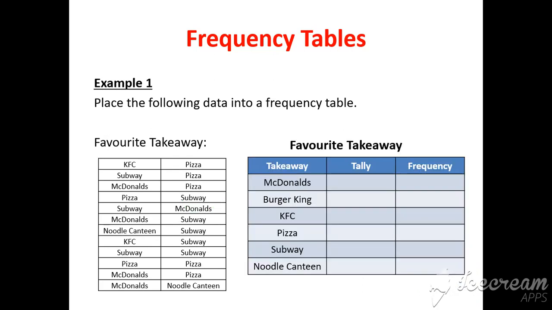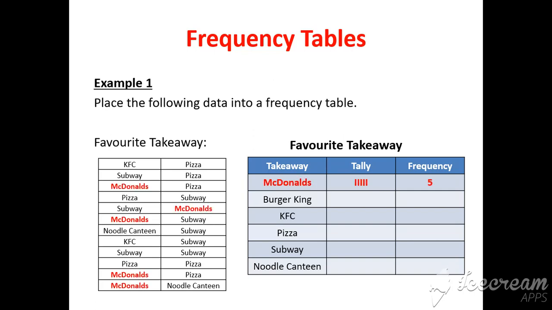Okay, so here's what our frequency table is going to look like. In the first column, we've got the type of takeaway: McDonald's, Burger King, KFC, Pizza, Subway, Noodle Canteen. The second column is going to be a tally. We're going to just put a mark every time we have a student who prefers that. And the last column is our frequency. We're going to count up how many of each. So let's work through it.